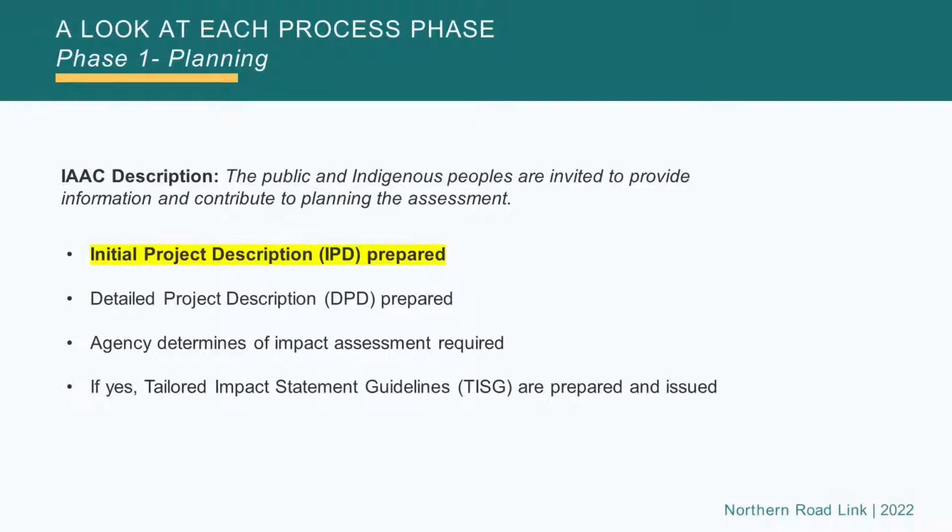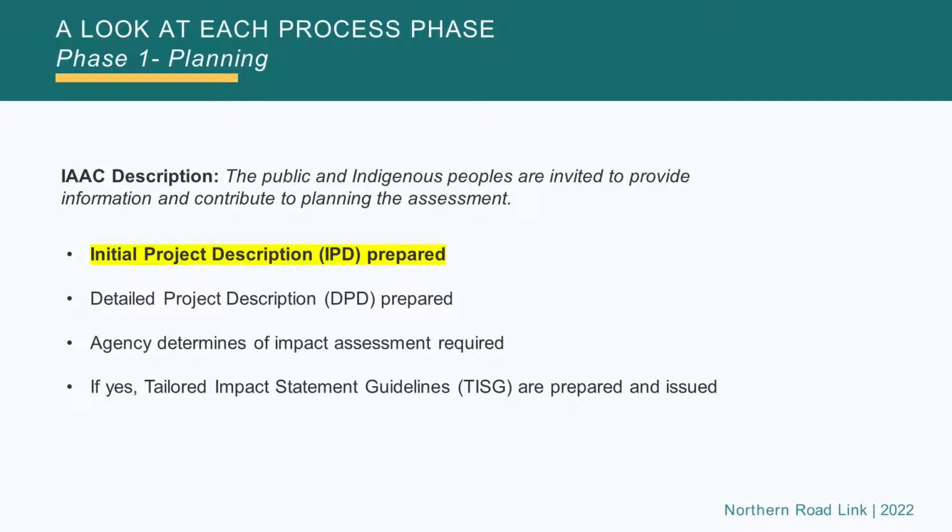And that's an important piece, Don, which is, what does that overall phase one entail? Now, let's start with the description of phase one that IAC provides itself. IAC describes it as a phase in which the public and indigenous people are invited to provide information and contribute to planning the assessment. Now, it's got 4 different stages, if you might.